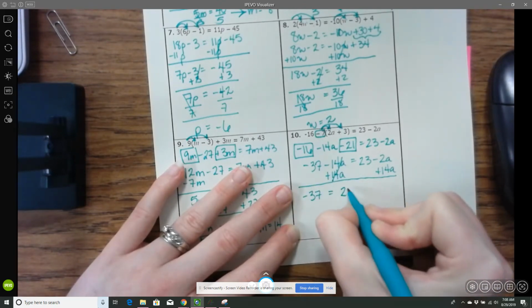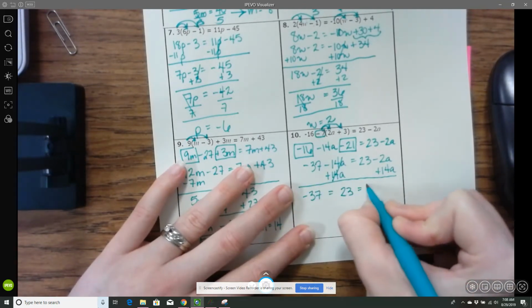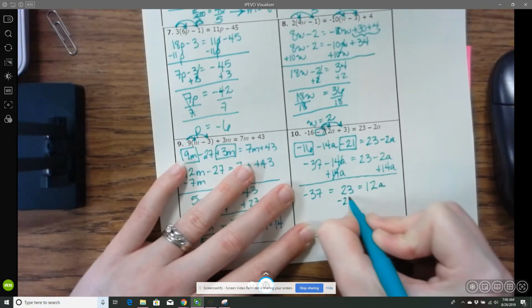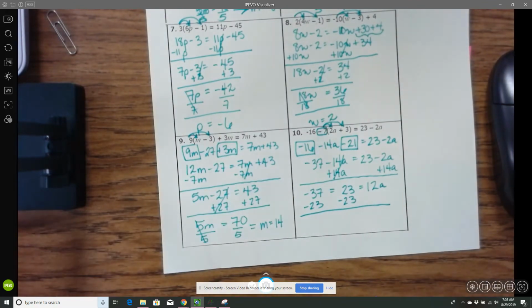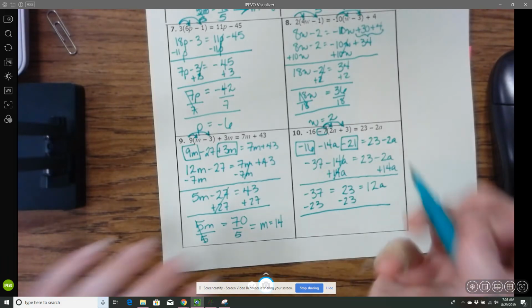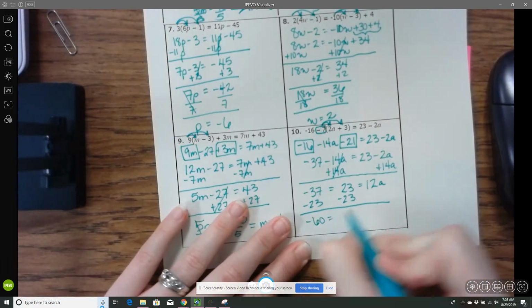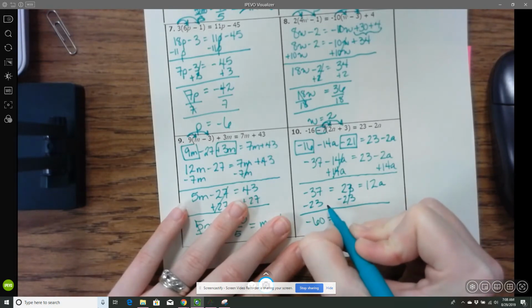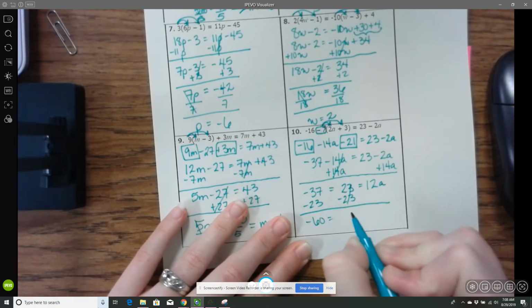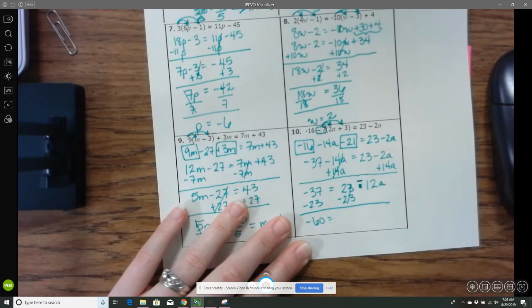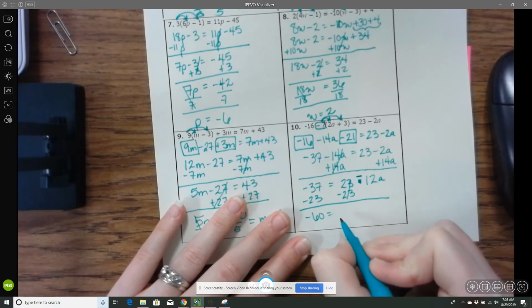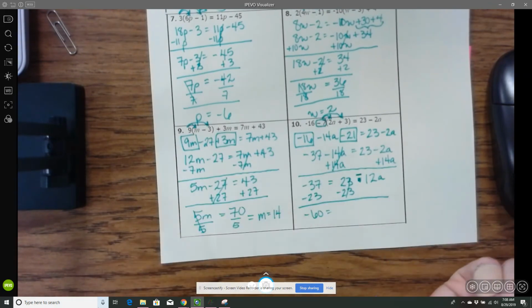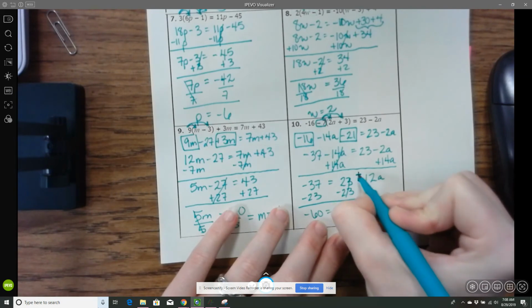That cancels. Subtract 23 from both sides. So we get -60. Oh, I don't know how I got an equal there. Oh, because that should be a subtraction sign. Sorry, guys. And that would equal... Sorry, guys, that should be a positive.